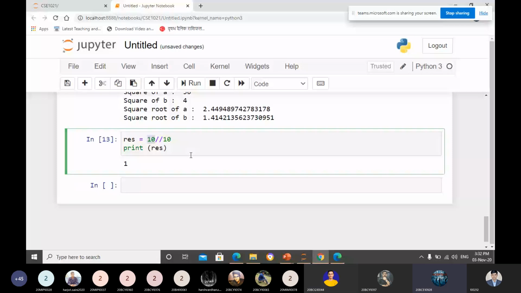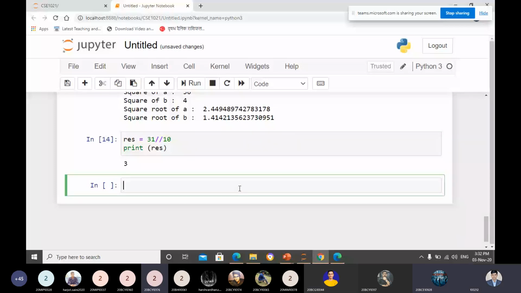Sir, now 7, 5. It is giving the closest natural number. No, it is just a quotient, sir. Quotient, leaving the remainder, just the integer part of the value.